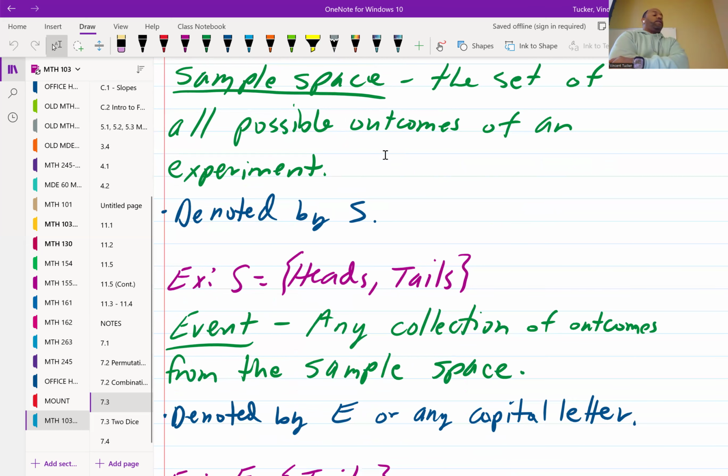All right, so an event is just any collection of outcomes from the sample space. You use any capital letter for that. Normally try to refrain from using S because we held that back for sample space.